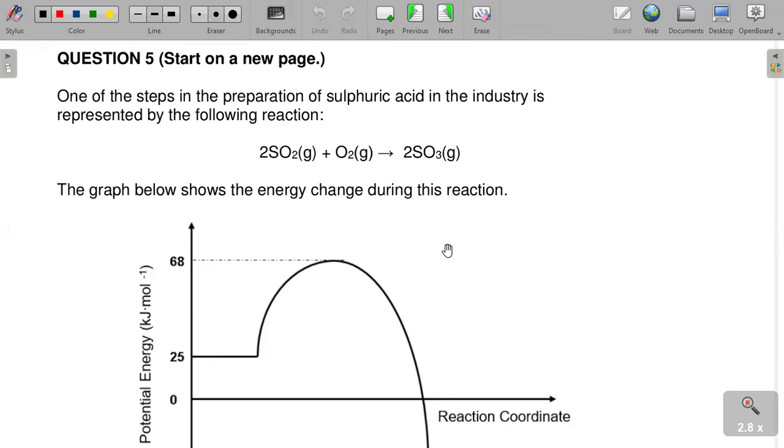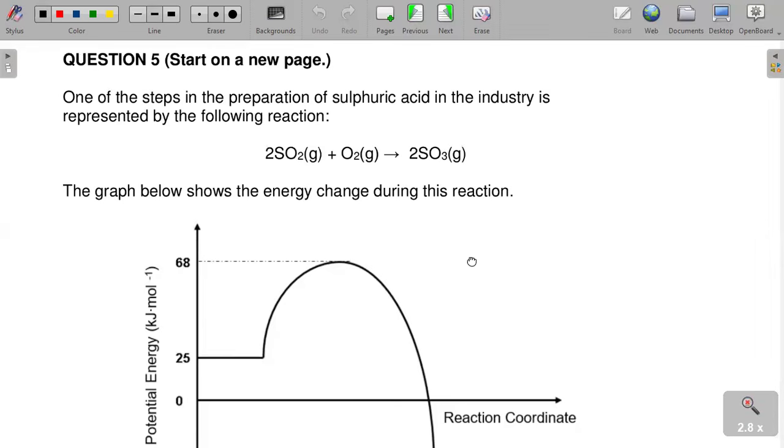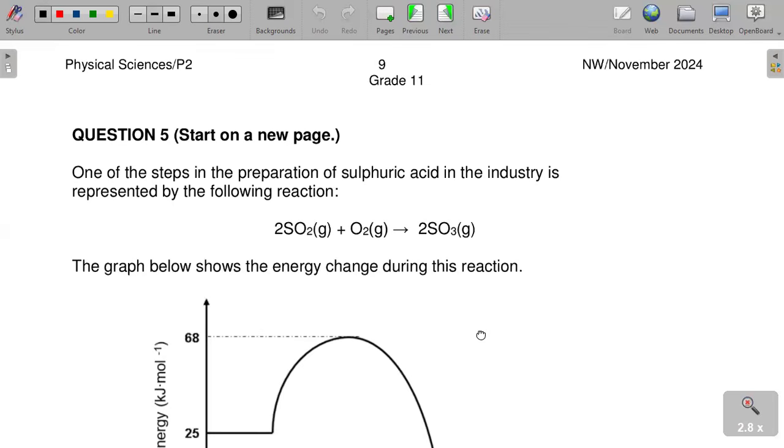So for lesson 4, we're going to do an exam type question. I have a question here. We're going to do question 5 together. This is question 5, and it's from Northwest, November 2024. It's based on energy and change.